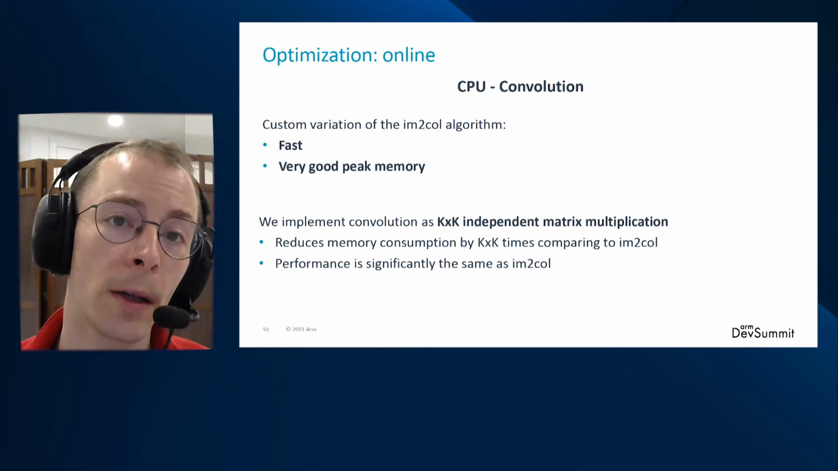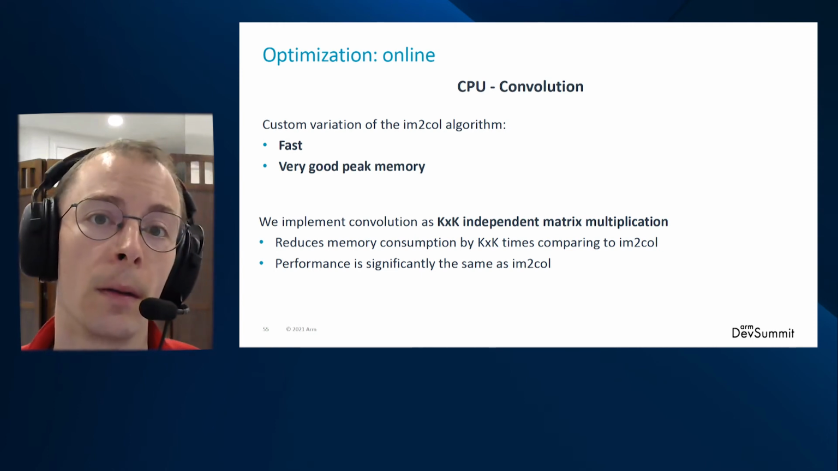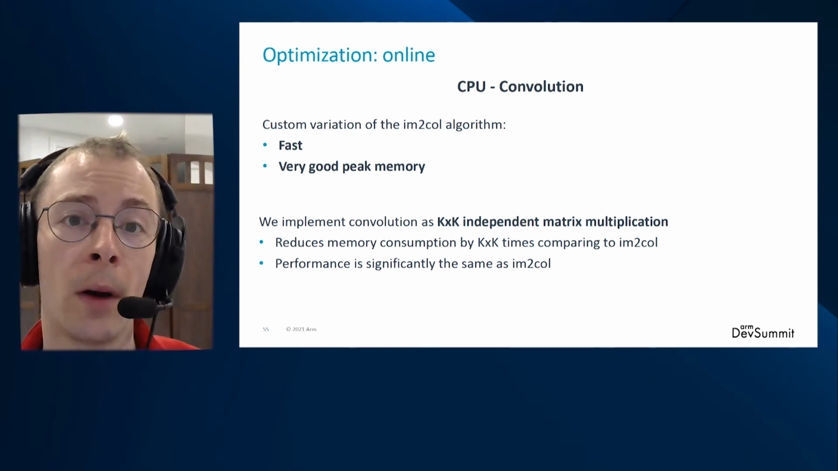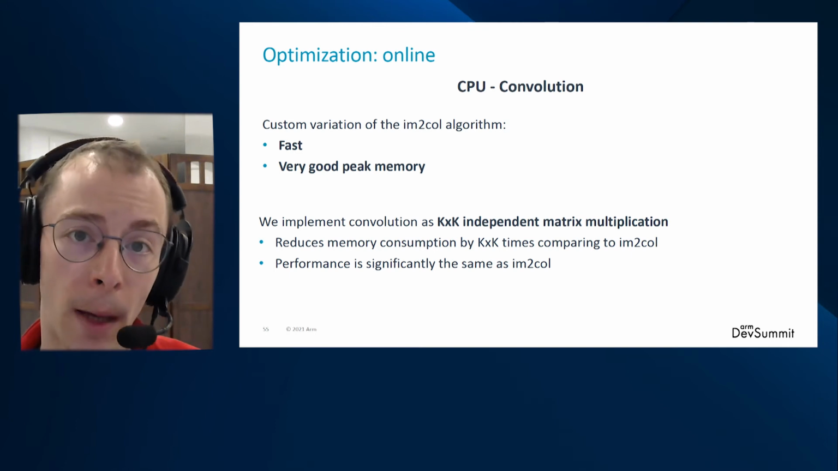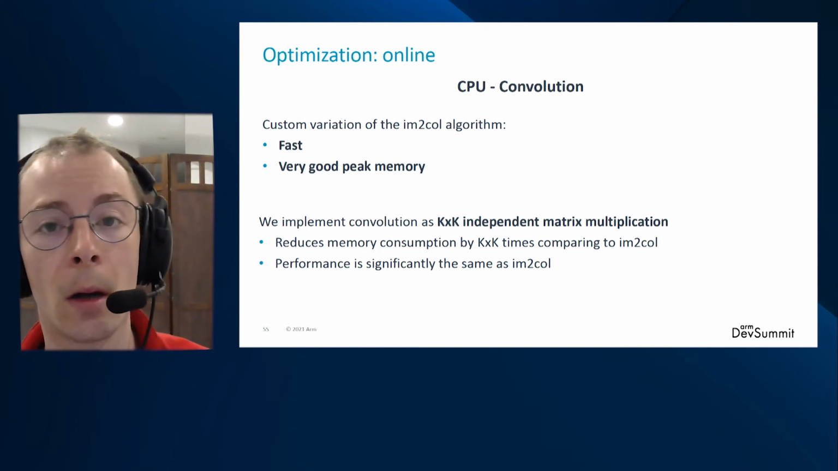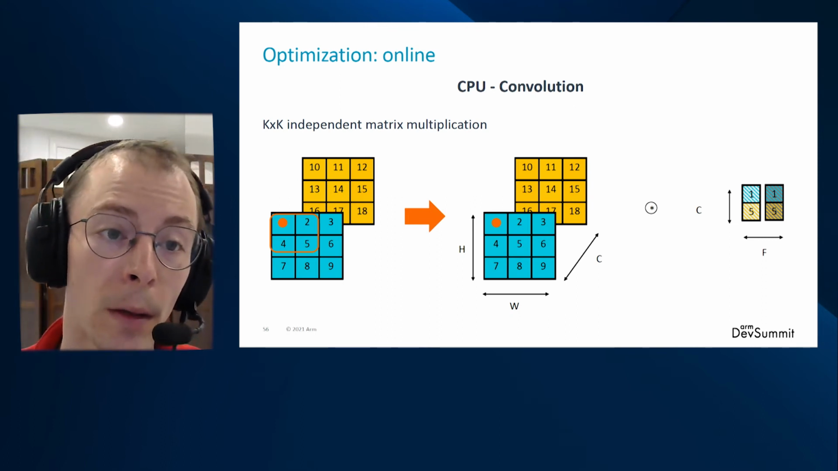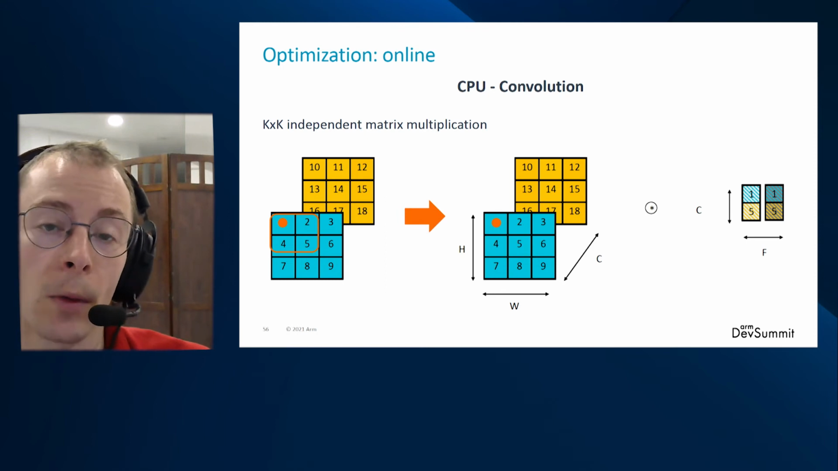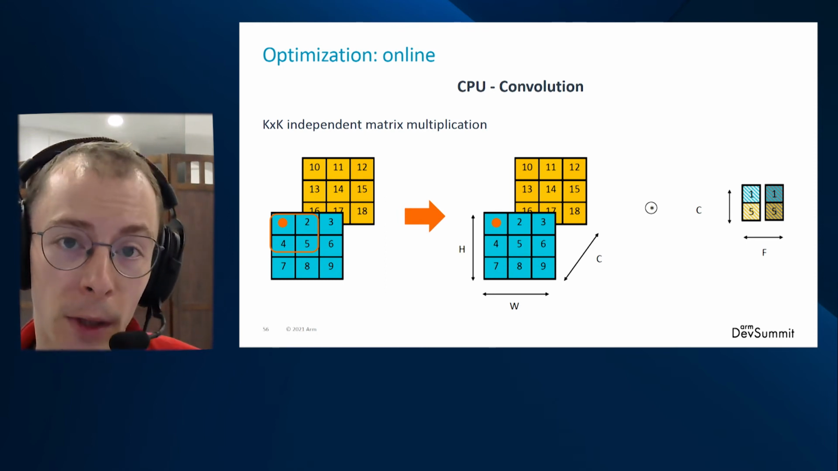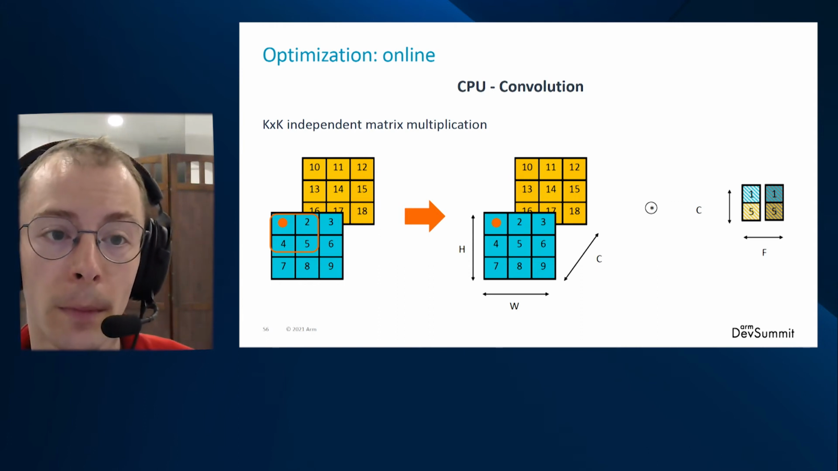In our case, we use a custom variation of the im2col algorithm, which is roughly as fast as the default algorithm. However, it has a much better peak memory. So the way we do it is we implement convolution with k by k independent matrix multiplications. At each filter index, we copy a strided version of the input image, flatten the spatial dimension, and then do a matrix multiply with the filter kernel.